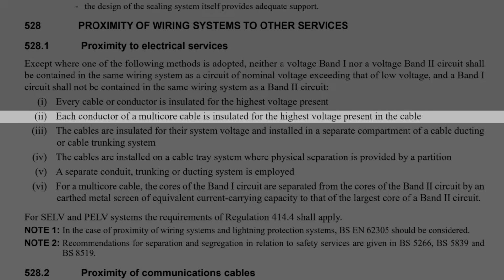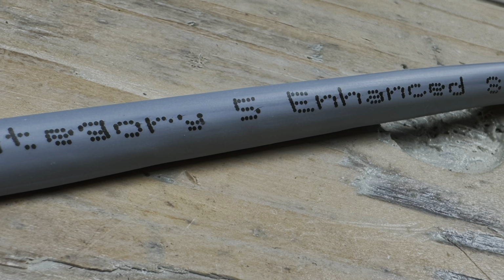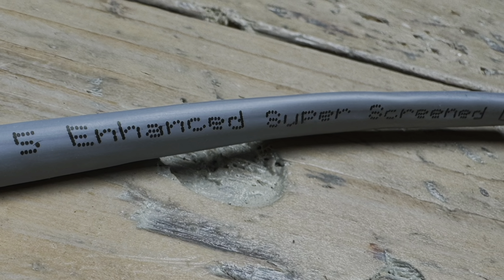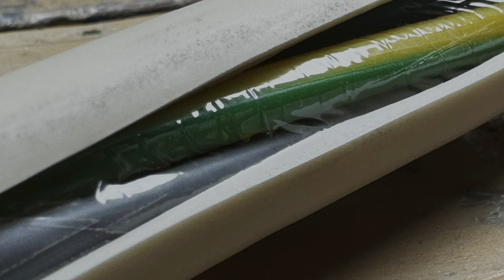Each conductor of a multi-core cable is insulated for the highest voltage present in the cable. Okay, so this might seem like a bit of a regulatory loophole that's being exploited, because we know that the data cable will not be carrying the same voltage as the power cable, and the cables are still in close proximity to each other. And the regulation is clear, they shouldn't be. So how have they got around this?